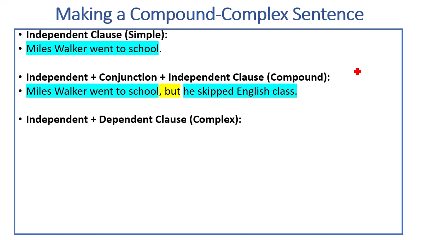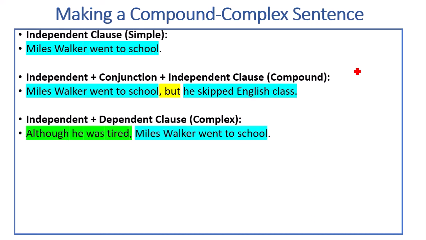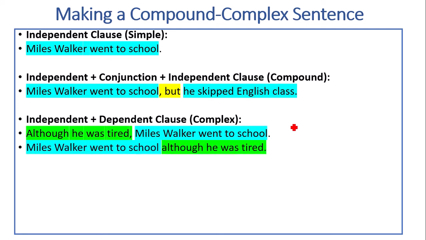An independent clause plus a dependent clause would be the complex. Although he was tired, comma, Miles Walker went to school. So we have our dependent clause first, although he was tired, and then it combines with Miles Walker went to school, the simple sentence. Miles Walker went to school, although he was tired. Here, it's the same thing. I just want to show you can have that dependent clause before or after the independent.